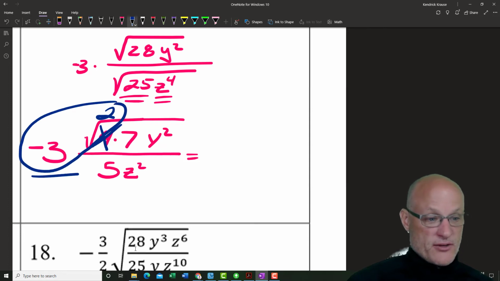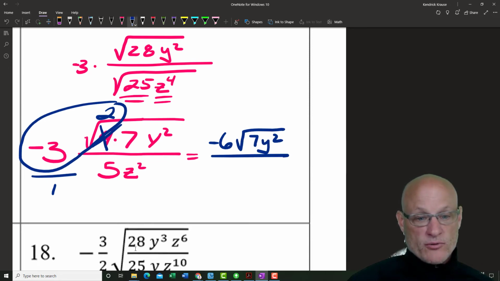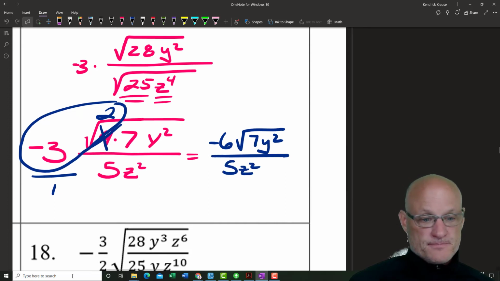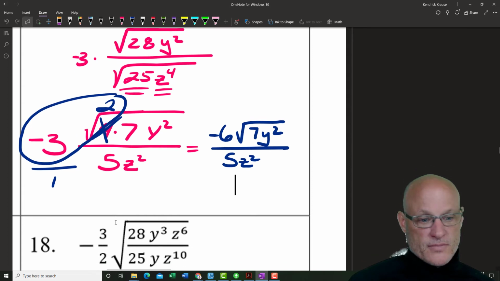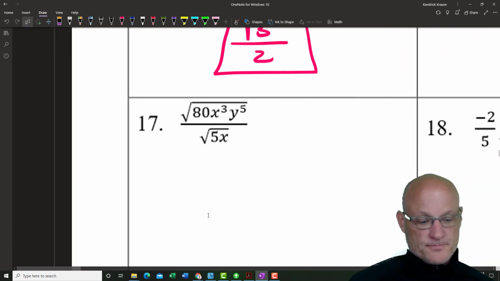So what do I end up with? Remember, because this is really negative 3 over 1, I end up with negative 6 square roots of 7y squared over 5z squared. All right, we're going to practice a few more.